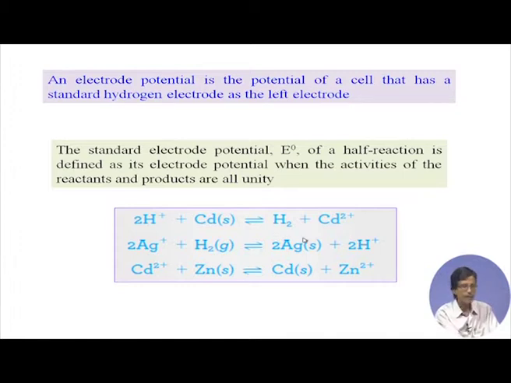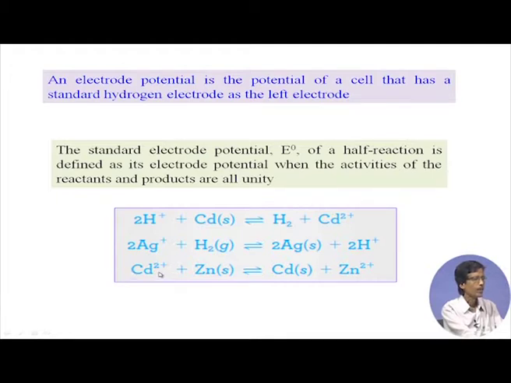Now, we will consider 3 reactions. One is the reaction of acid with solid cadmium, that means cadmium in the metallic state, cadmium in the 0 state, giving rise to the evolution of hydrogen, and cadmium going to cadmium 2 plus. Then the second reaction we will consider is silver ion reacting with H2 gas, giving rise to silver solid, or silver 0, the metallic silver, and hydrogen ion.